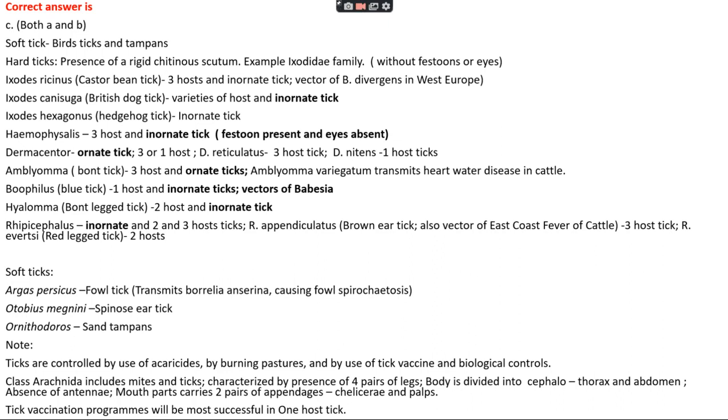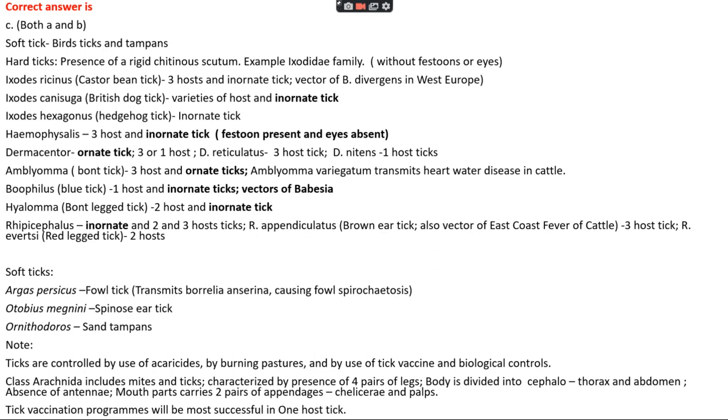Okay. If we talk about Dermacentor, these are ornate ticks. Sometimes the question is, among all ticks, which one is ornate? Such types of questions can be asked, so we should remember that Dermacentor is an ornate tick. And it has three hosts, or sometimes one host. Dermacentor reticulatus has three hosts. Dermacentor nitens has one host.